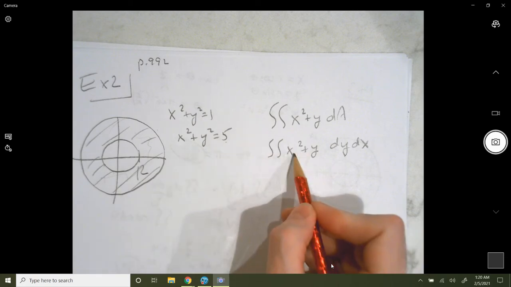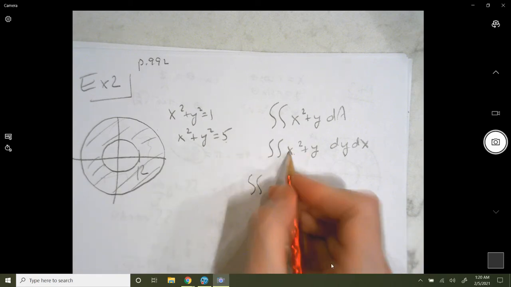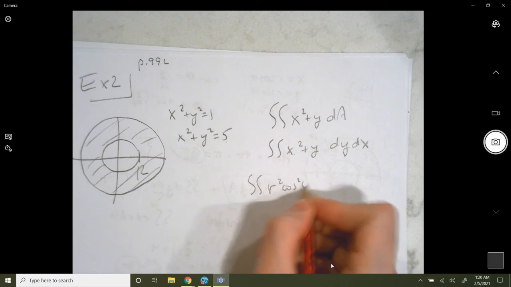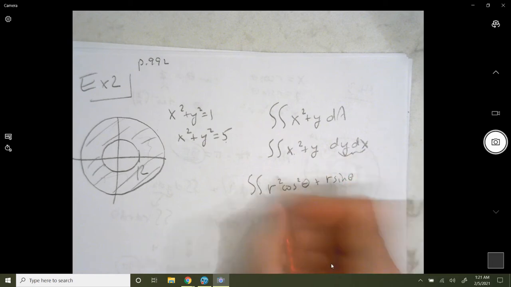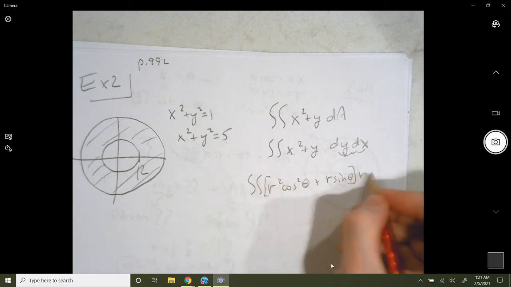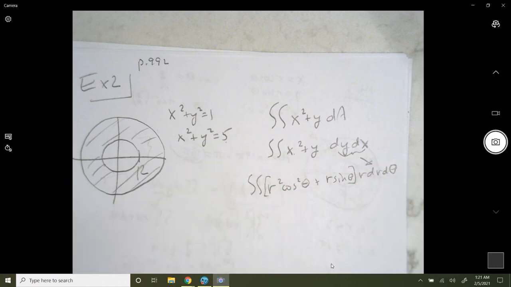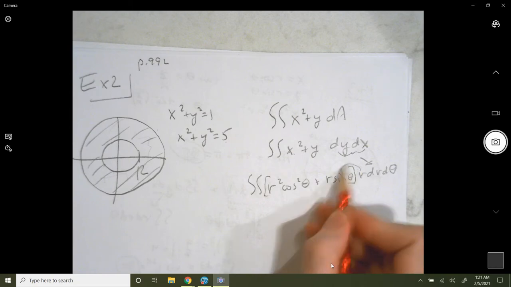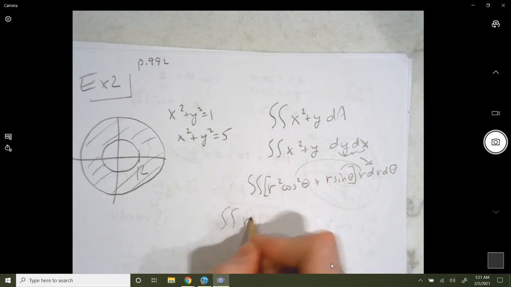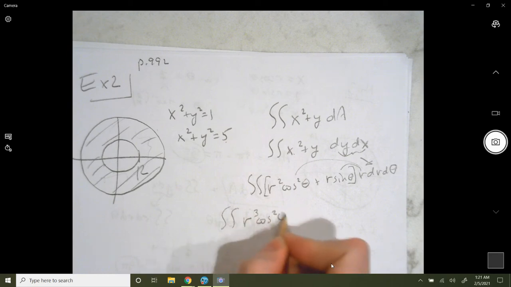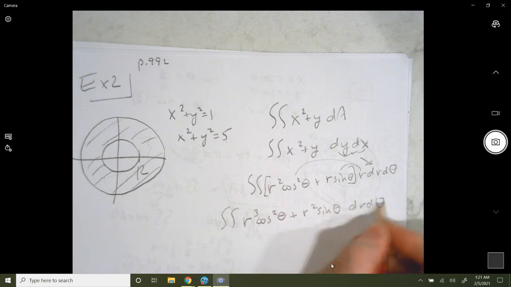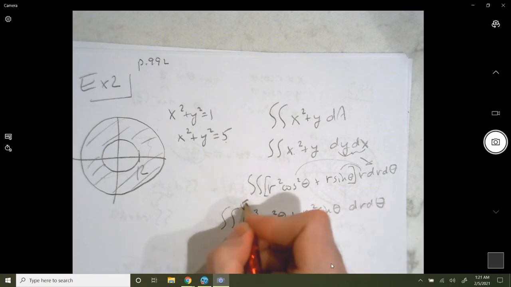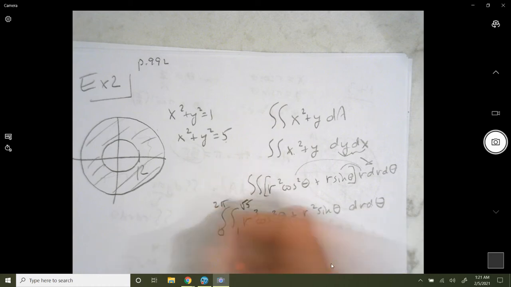So x squared, remember x is r cosine theta. So this x squared becomes r squared cosine squared theta plus your y, which is r sine theta. And then the dx dy becomes r dr d theta. Okay, this r, let's distribute that into these two terms. We have double integral of r cubed cosine squared theta plus r squared sine theta dr d theta. R is going to go from 1 to rad 5. Theta is going to go from 0 to 2 pi.